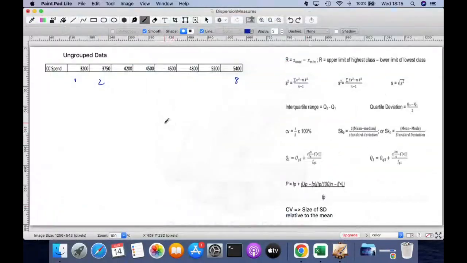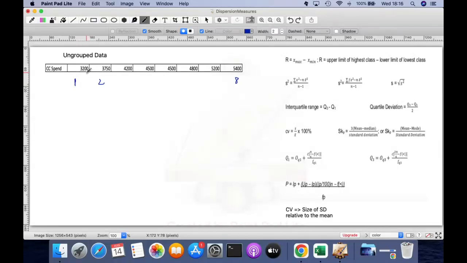Basically, I'm covering dispersion measures. I'm on Learning Unit 3, and one of the topics of Learning Unit 3 is dispersion measures, which is what I'm doing now. I'm doing it specifically for ungrouped data. So I'm using some data here to illustrate dispersion measures for ungrouped data.